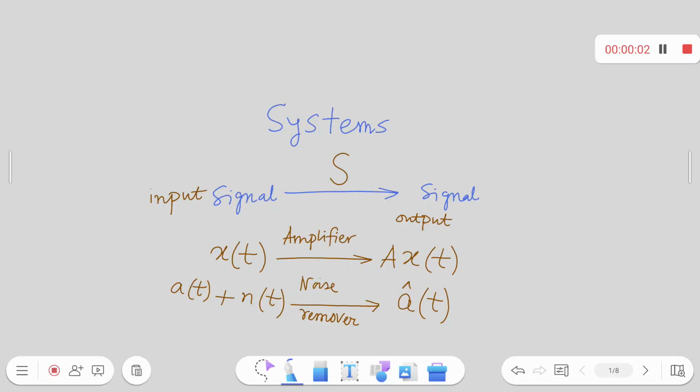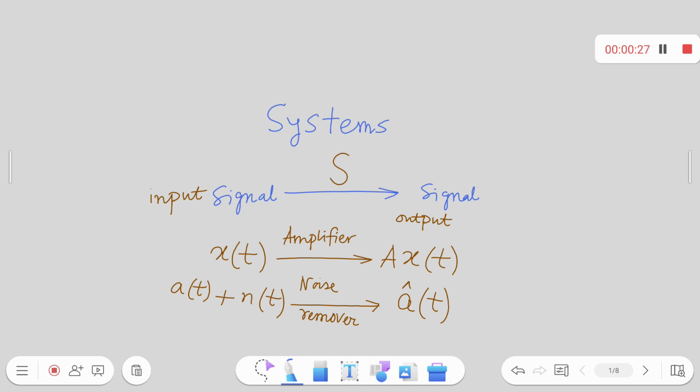So before I start today's deliberations, let me just summarize what we discussed in the last class. We have mentioned system. System is basically a mapping from signal to signal, whereas signal is a mapping from a set of independent variables to a set of dependent variables. Whereas system is a mapping from a signal to signal. We call it mapping from the input signal to the output signal.